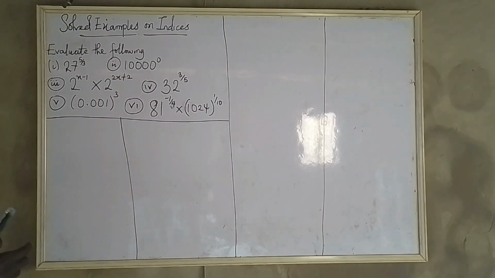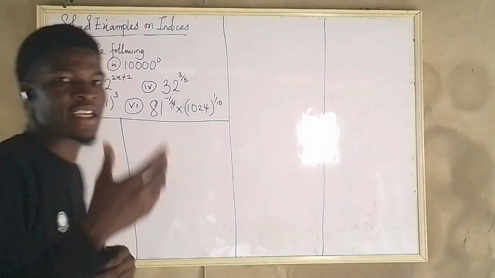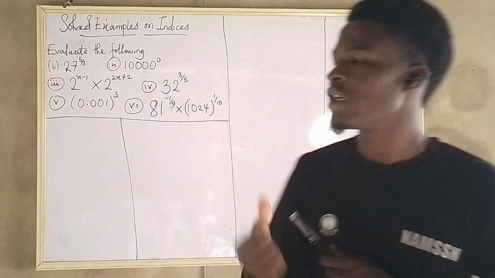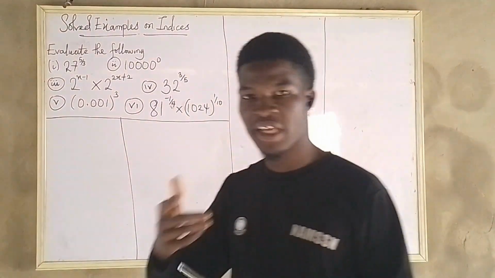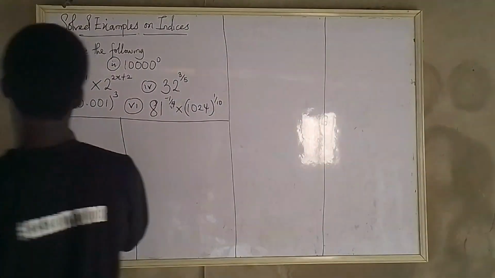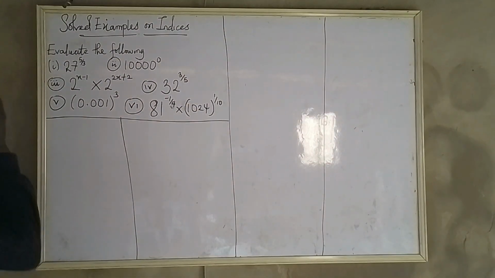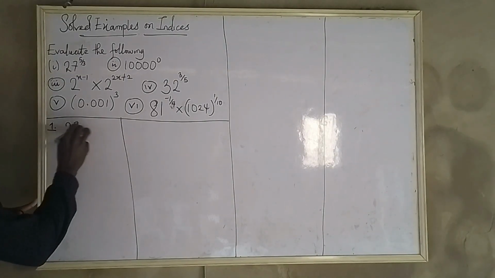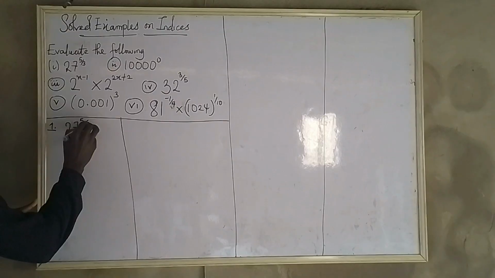Coming to solved examples on indices. In this video now, we are going to be solving examples using the laws of indices that we explained in the previous videos. Alright, so now we have the first question here. This is 27 raised to power 5 over 3.